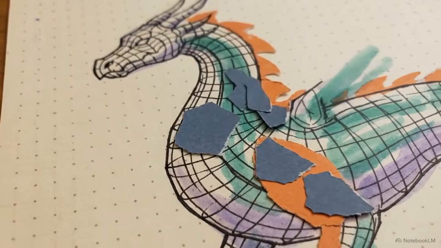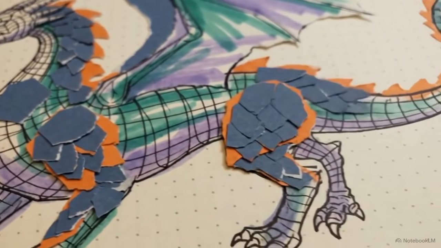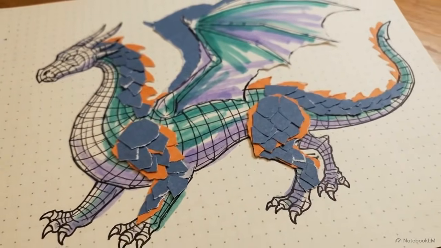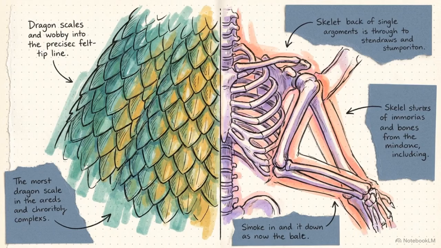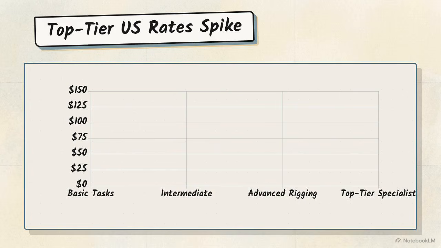Three-dimensional animation operates on a completely different scale of complexity. Building a 3D scene requires modelers to sculpt the raw objects, texture artists to paint the surfaces, and riggers to construct the invisible digital skeletons that allow those models to move. Each of these steps requires a dedicated specialist. In the United States, hiring top-tier talent for these roles can easily cost upward of $125 an hour.